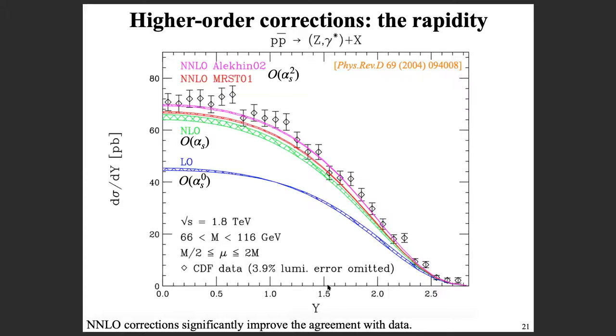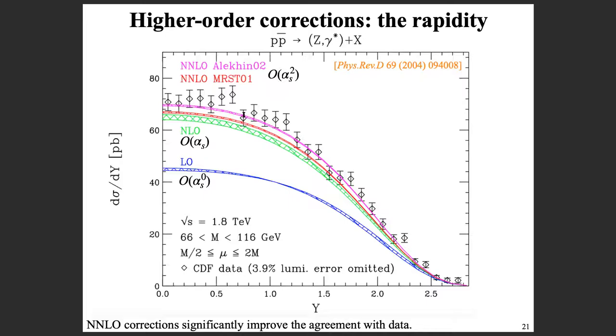Now let's go more differential as we did yesterday, and let's see how the perturbative corrections do when it comes to describing the rapidity distribution. So this is a plot that compares the calculation of the rapidity distribution at leading order, next to leading order, and next to next to leading order, here using two different PDF sets, to the CDF data around the Z peak. And so you see that the leading order distribution is totally off. The next to leading order distribution gets better, but it's still systematically below the data. And then as you include next to next to leading order corrections, the agreement gets much better.